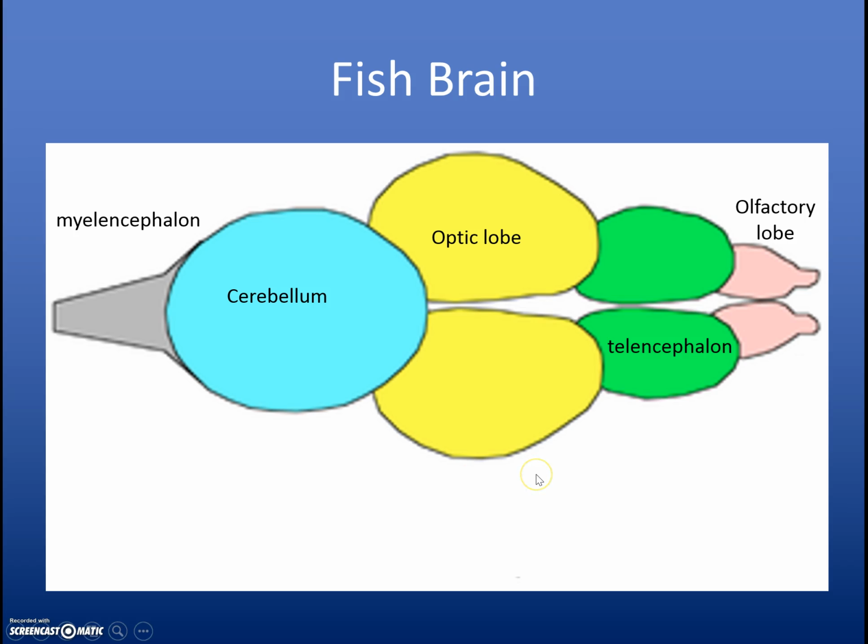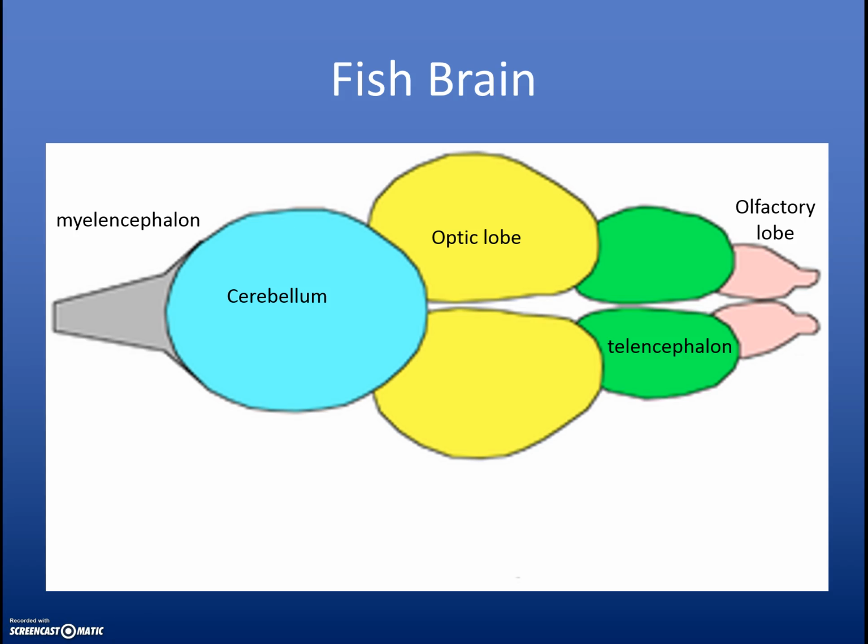So as you notice here, as I just mentioned, you don't see a cerebrum in the fish brain, but you have two telencephalons that are similar to cerebrums in other higher organisms. The midbrain consists of two optic lobes that function in sight. The hindbrain consists of a fairly large cerebellum.